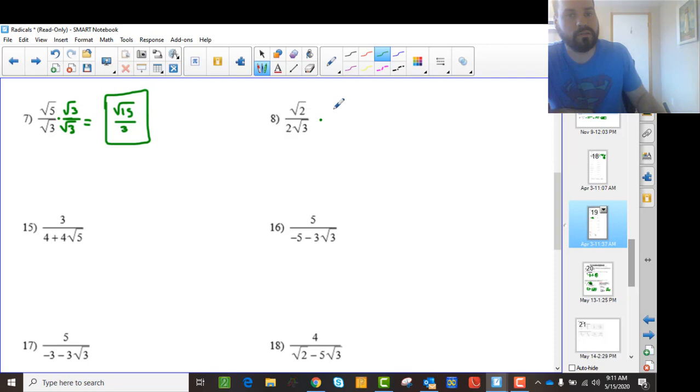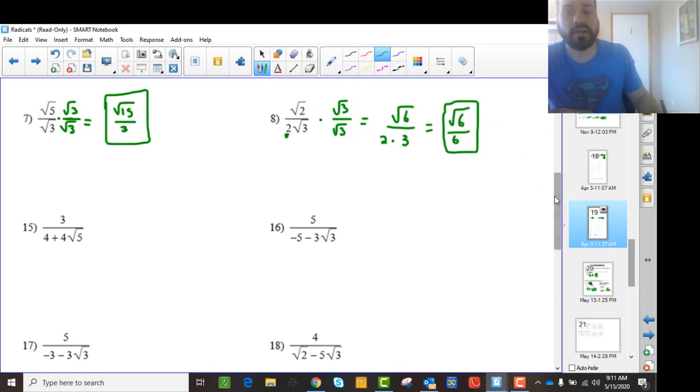We can't divide this, so we're going to multiply by root 3 on the top and the bottom. When we do that, we get root 6 on the top and 2 times 3 on the bottom. Notice I didn't multiply by 2 root 3. I don't need to do that. I just leave it alone. Okay? And then that becomes root 6 over 6. So that's what we mean by rationalizing the denominator.